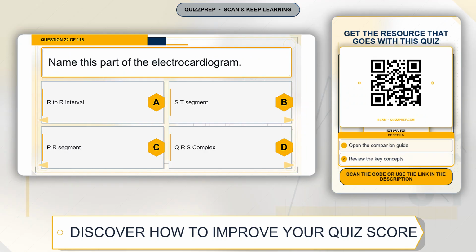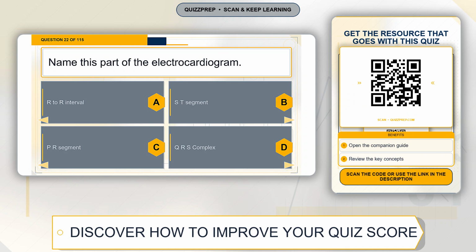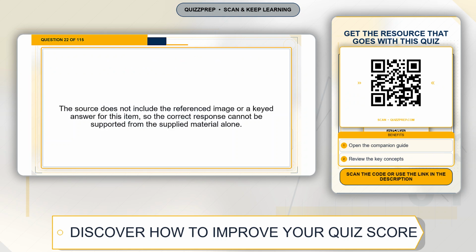Question 22. Name this part of the electrocardiogram. Option A, R2R interval. Option B, ST segment. Option C, PR segment. Option D, QRS complex. The correct answer is now shown. Explanation. The source does not include the referenced image or a keyed answer for this item, so the correct response cannot be supported from the supplied material alone.